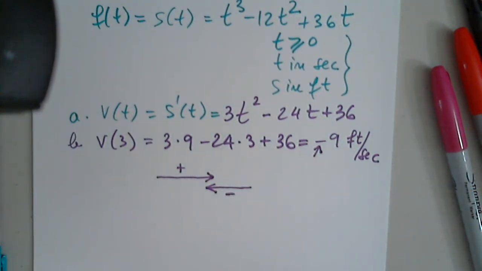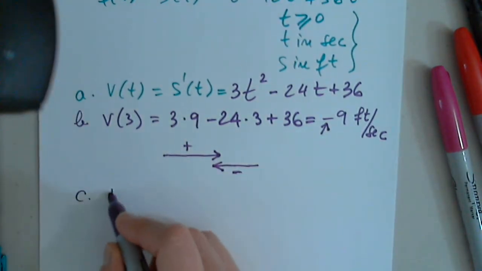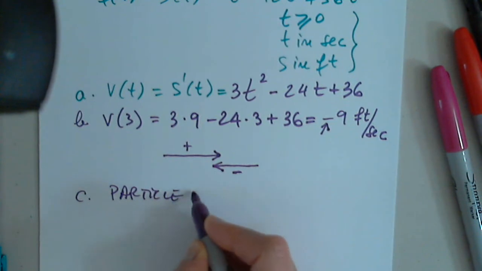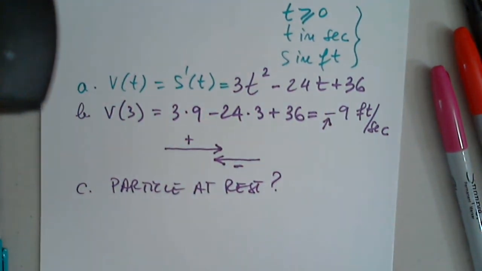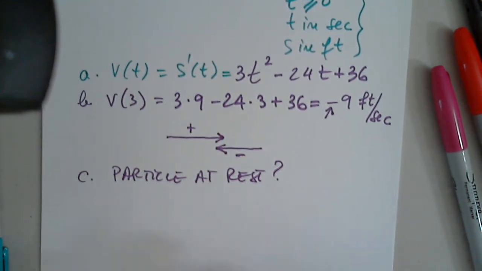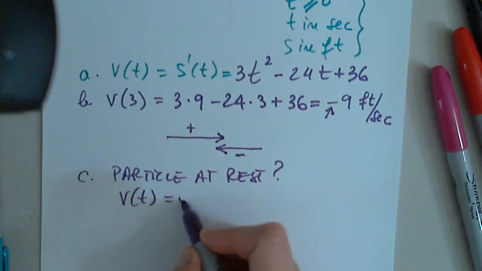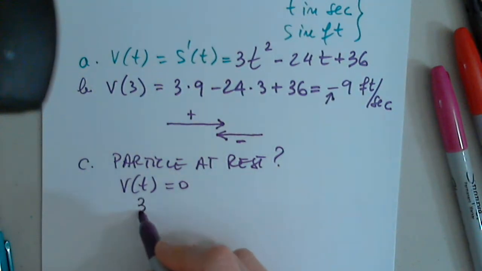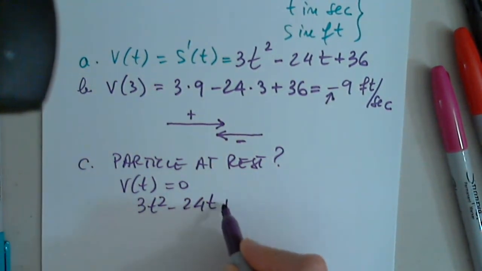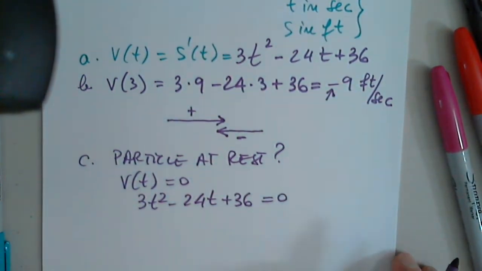Moving on. Part C. In part C, when is the particle at rest? When is the particle at rest? What do I need to do? When the velocity equals 0. Velocity equals 0. Very good, Derek. Thank you. Okay, so the velocity is 3t squared minus 24t plus 36 equals 0.